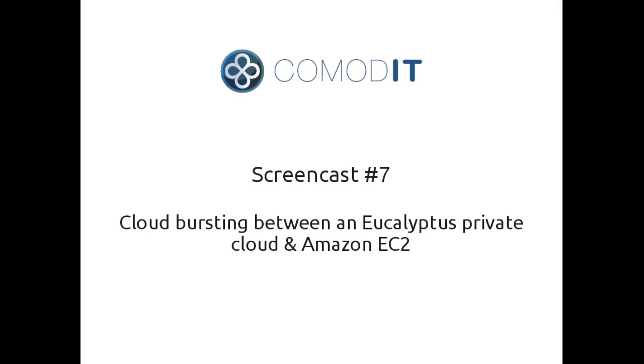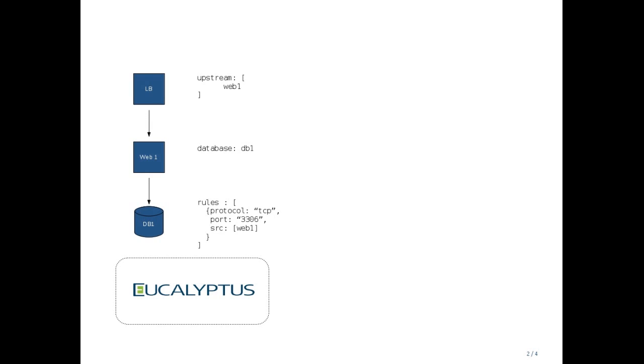With ComodIT, you can seamlessly orchestrate complex scenarios in a hybrid cloud environment. In this demo, I will deploy a simple web cluster with a load balancer, a WordPress blog, and a MySQL database. And I will also take care of the dependencies between these different components. For example, maintaining the list of upstream hosts of the load balancer.